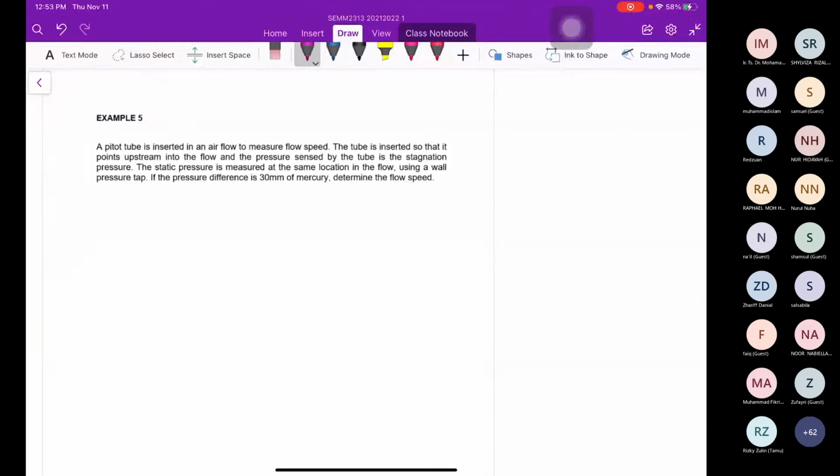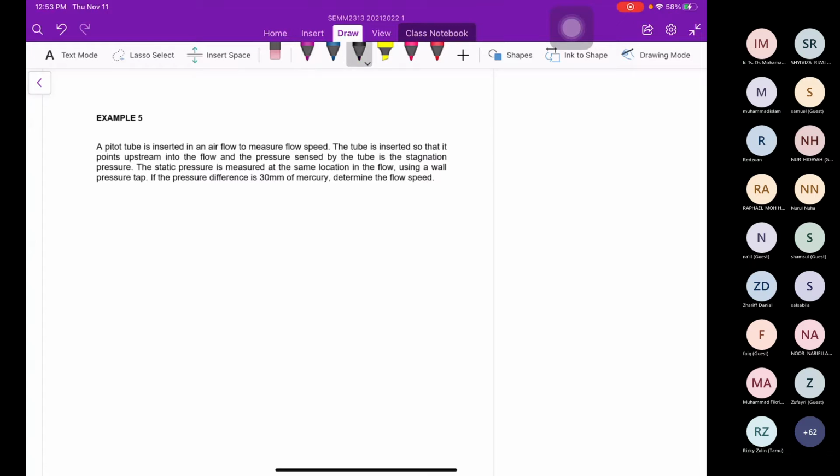A pitot tube is inserted in an air flow to measure the flow speed. The tube is inserted so that it points upward into the flow, and the pressure sensed by the tube is the stagnation pressure. The static pressure is measured at the same location in the flow using a pressure tap. If the pressure difference is 30 mm of mercury, determine the flow speed.